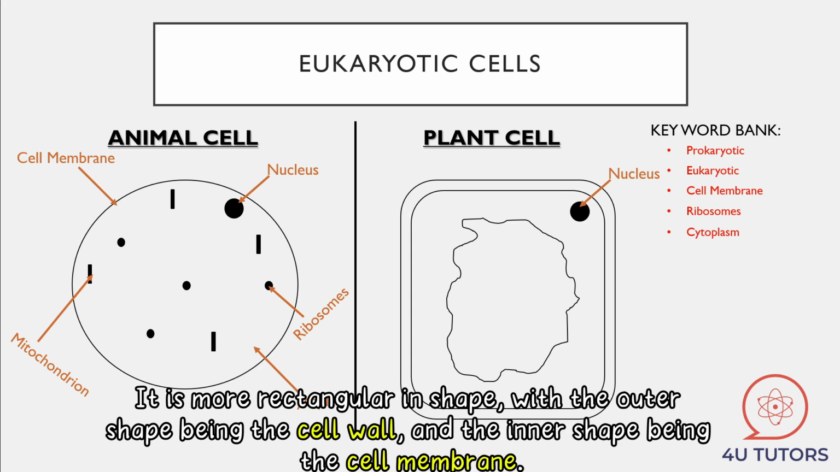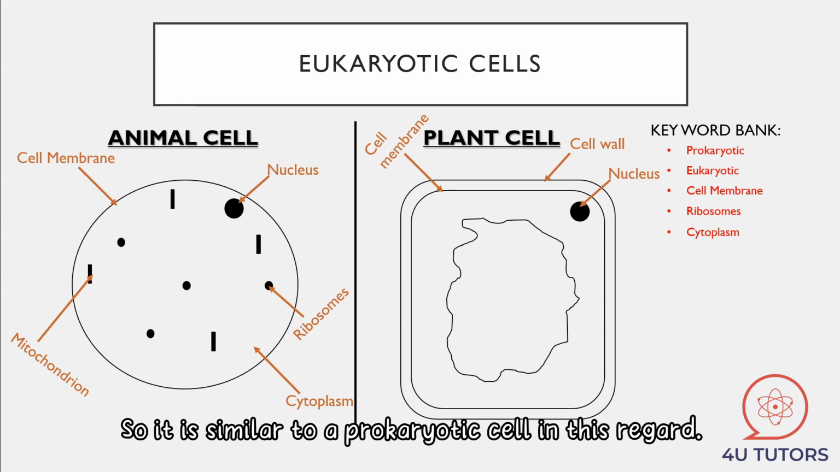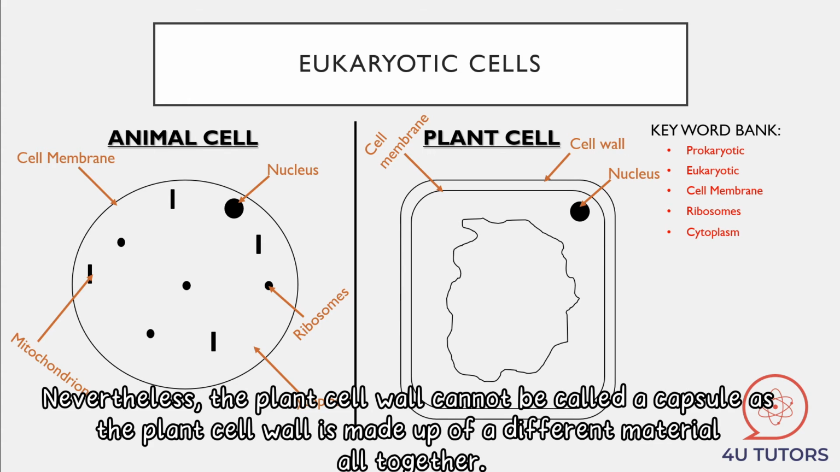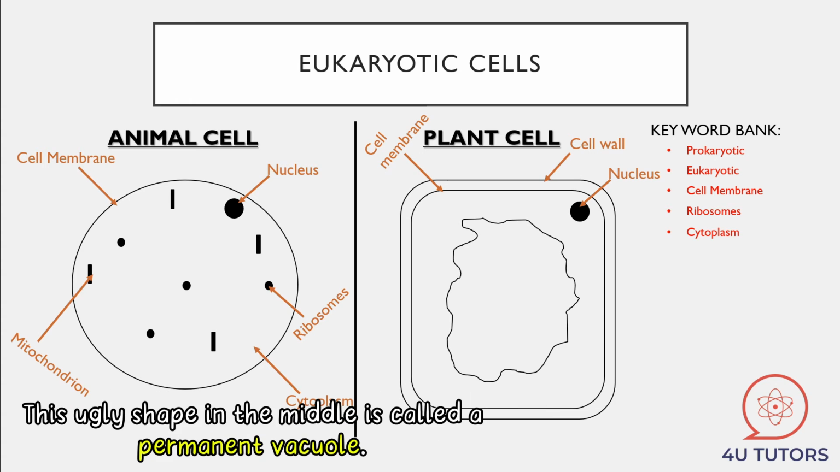It is more rectangular in shape, with the outer shape being a cell wall and the inner shape being the cell membrane. So it is similar to a prokaryotic cell in this regard. Nevertheless, the plant cell wall cannot be called a capsule as the plant cell wall is made up of a totally different material altogether. This ugly shape in the middle is called a permanent vacuole.